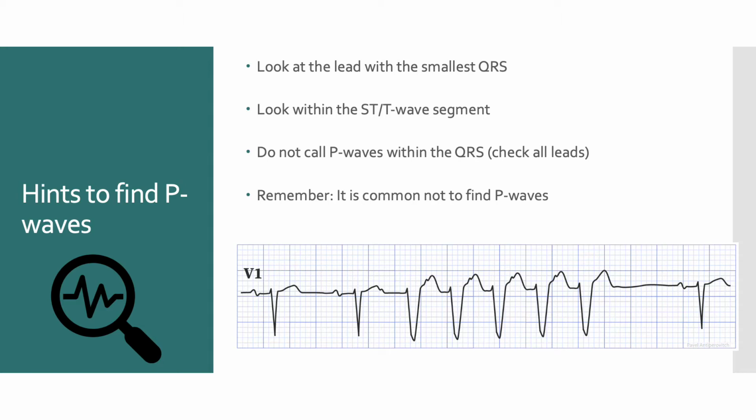The second hint is to look outside the bounds of the QRS. What I do is I put a vertical line down all the simultaneous leads to find the earliest part of the QRS and the latest part of the QRS. And you can only call P waves outside of the bounds of the QRS, because the QRS represents depolarization, just like the P wave is an atrial depolarization. And any part of the QRS can always look like a P wave. So never call a P wave within the bounds of the QRS.